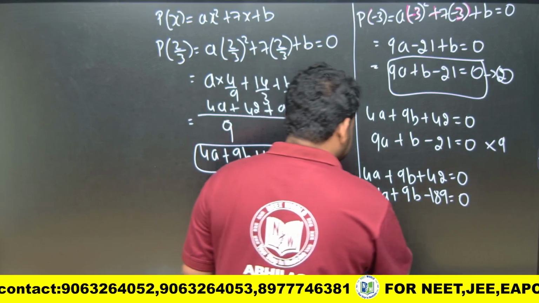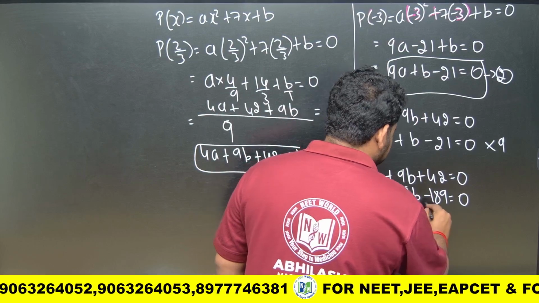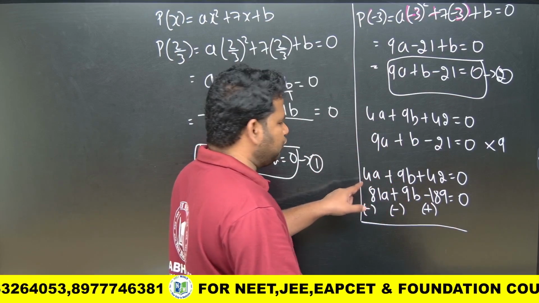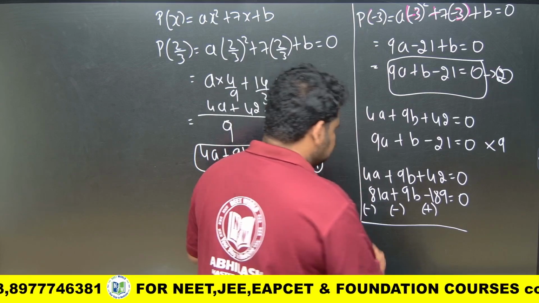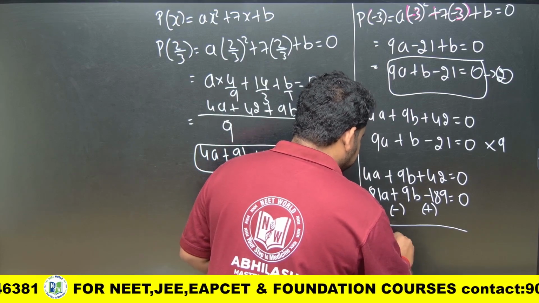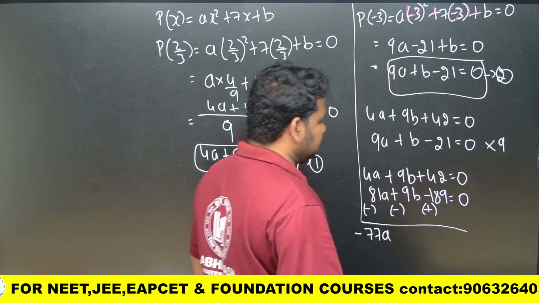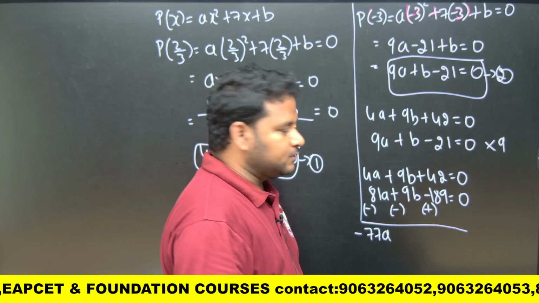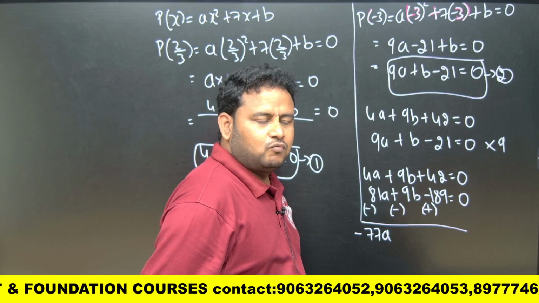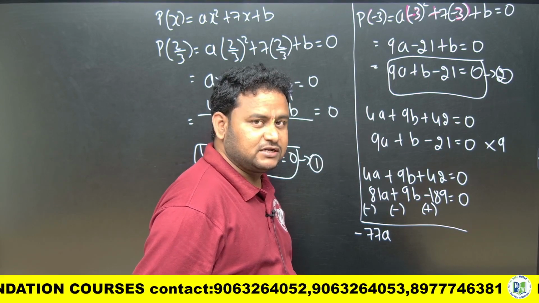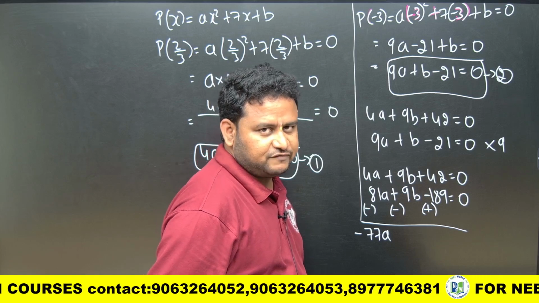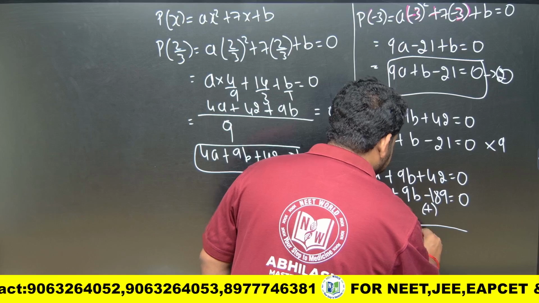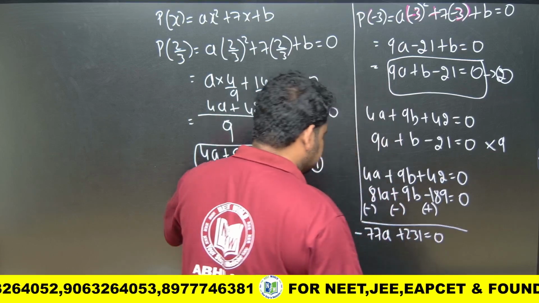Now on solving this, what will I get? See here, minus, minus, plus. So 81a minus 81a plus 4a is minus 77a. Plus 189 plus 42. 190 plus 40 is 230, but it is 42, so 42 plus 189, directly I can write it as equal to 231.